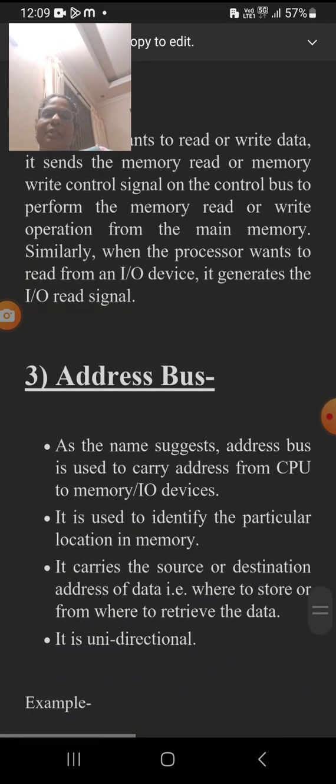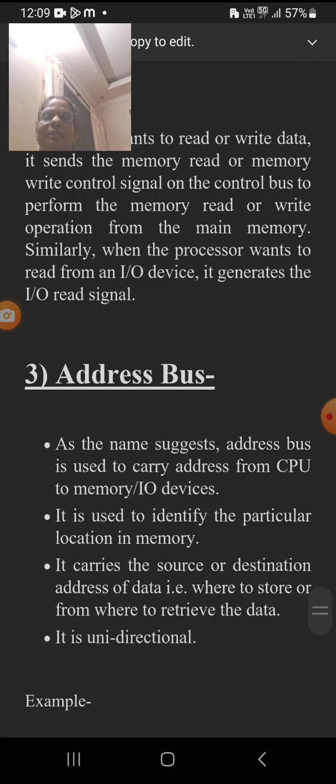Now the address bus. As the name suggests, the address bus is used to carry the address from the CPU to memory and input-output devices. It identifies the particular location in memory. It carries the source and destination address of the data, whether to store it or from where to retrieve it. It is unidirectional.